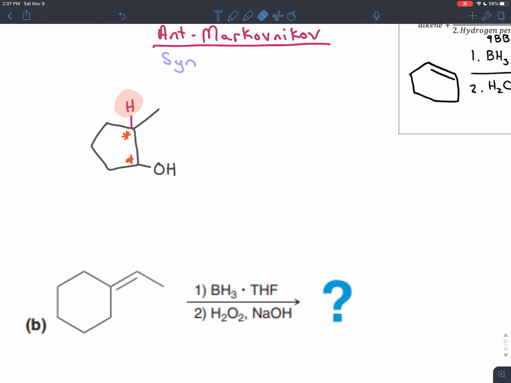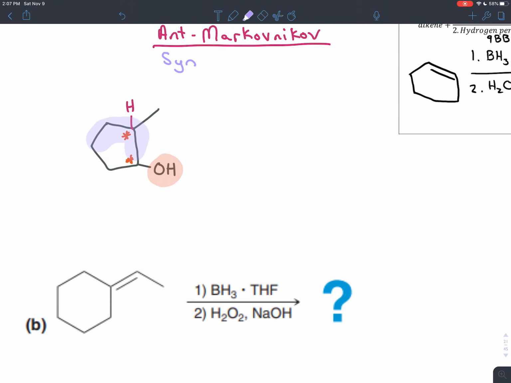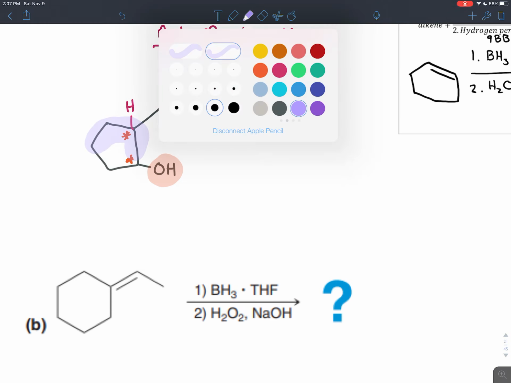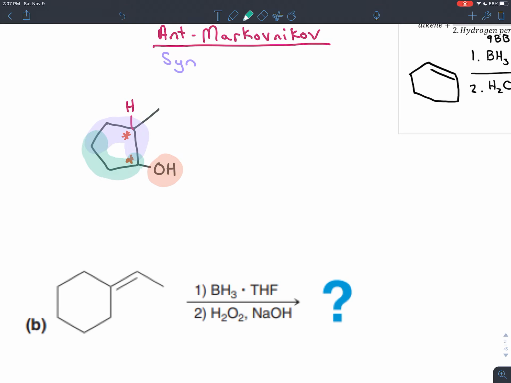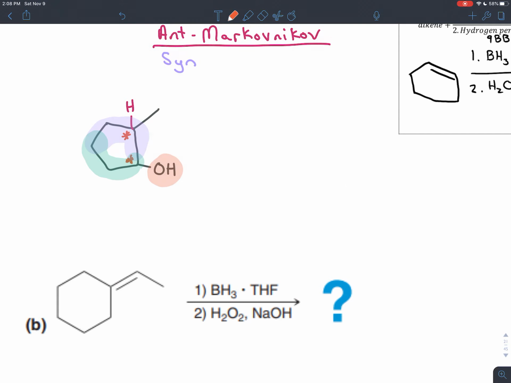Further, the other carbon that has the OH on it is also a chiral center. It has an OH. It has a part of the ring with a methyl group on it. It has a part of the ring with no methyl group on it. And it has an implied hydrogen. So that's 4 different things. That is also a chiral center. So there are 2 chiral centers in this molecule. So we just have to draw the 2 possible enantiomers we could get.